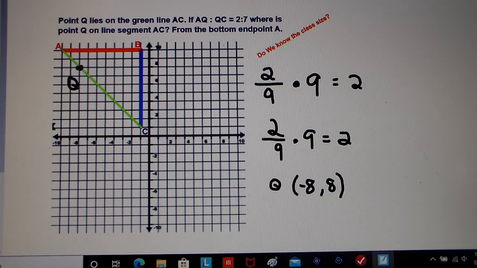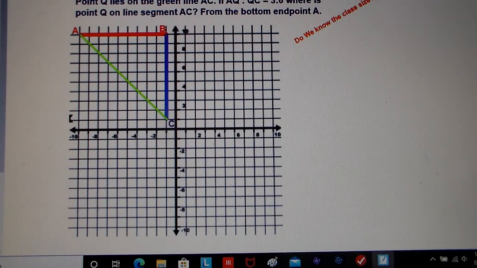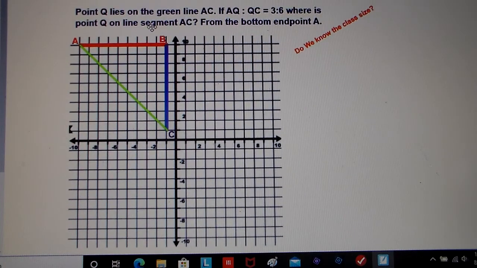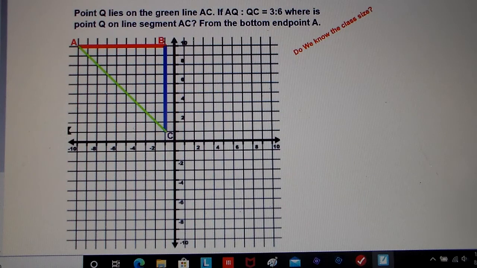Alright, let's do another one. So looking at this one, bring it down a little bit. There we go. Point Q lies on the green line, just like we did before. AC, if AQ and QC is 3 to 6, where is point Q on line segment AC? So we're going to find that coordinate where point Q is. So from the bottom endpoint A, we're going from A to C.